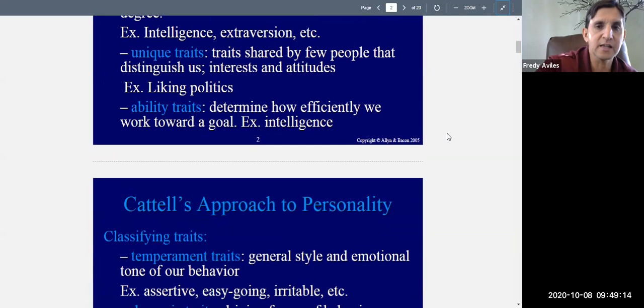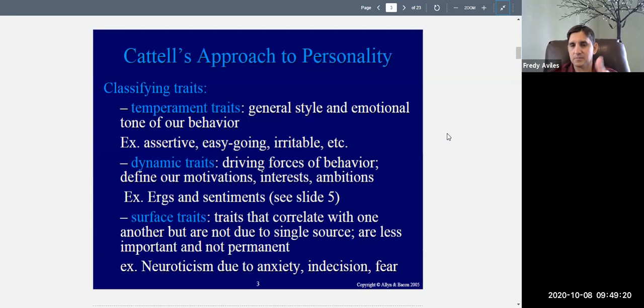He also distinguished between what he called temperament traits. We haven't talked about temperament in this class. Another class we talked about temperament. Temperament is your general style, the emotional tone of your behavior. Temperament has to do with how emotional you are, how you react to people, that kind of stuff. So he called that temperament traits. So how assertive you are, how easygoing you are, how irritable you are, how anxious you are, things like that. There'll be a theory that we'll get to that has to do with temperament, okay?